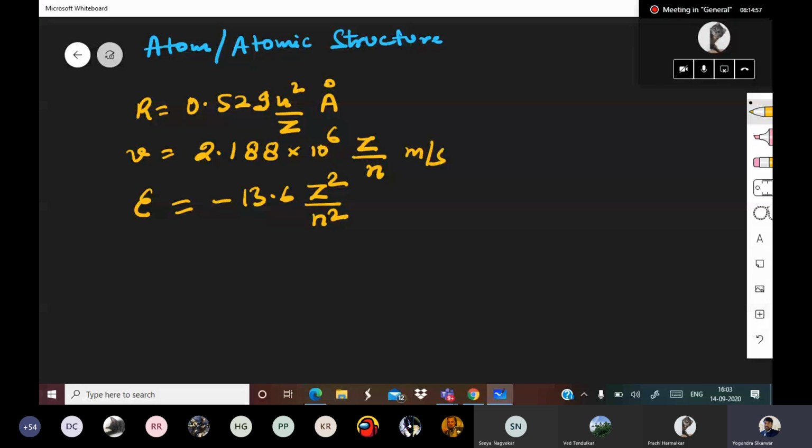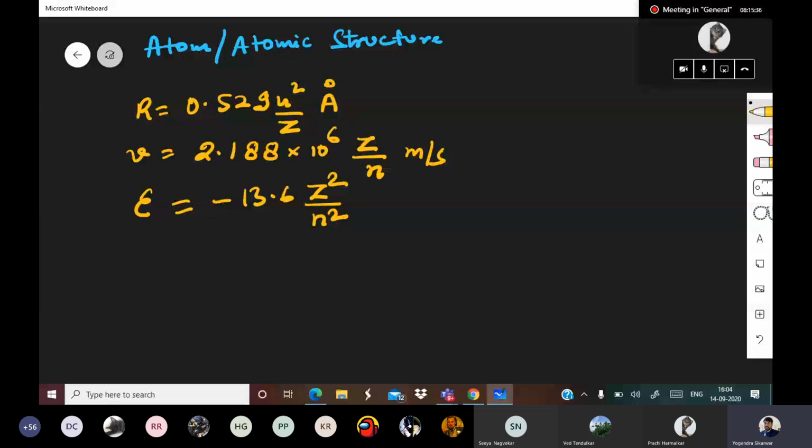Pay attention. If we talk about radius, if the number of shells increases, then radius will increase. And it will increase very quickly because it is a square power. That is obvious also. If you are increasing an orbit, then size will increase, right?